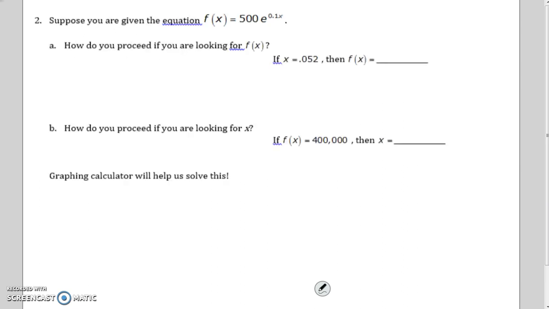So if I have this equation, we're going to be solving for f of x and we're going to be solving for x. We're going to use our calculator, the graphing part, to solve for the actual x. That's what I'm going to go through in this video. But let's start with if all I'm solving for is the f of x or the y. Then I'm going to substitute what they do give me into my equation. And they told me x was 0.52.